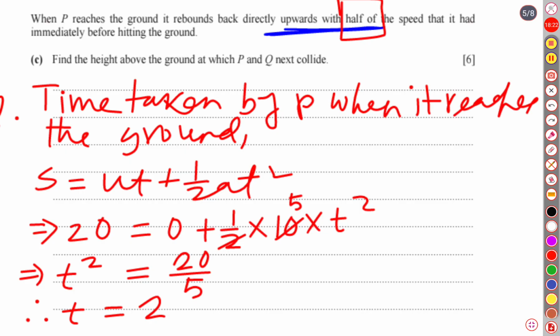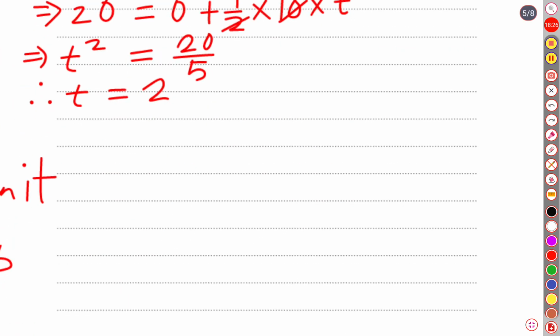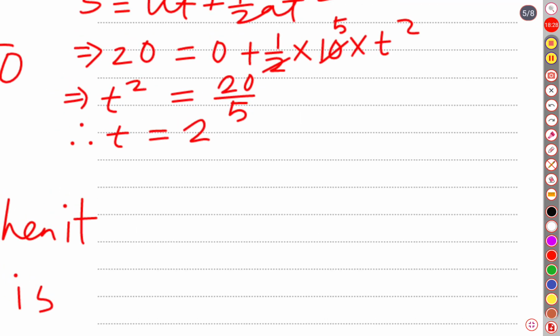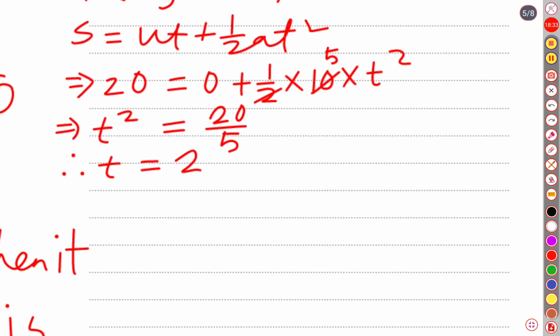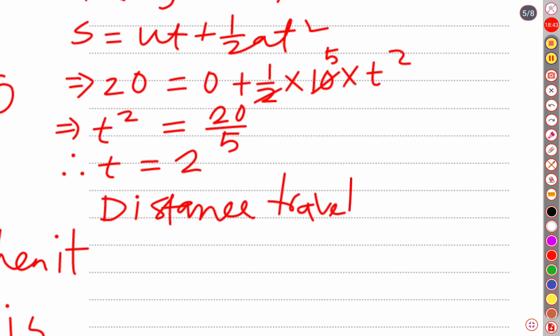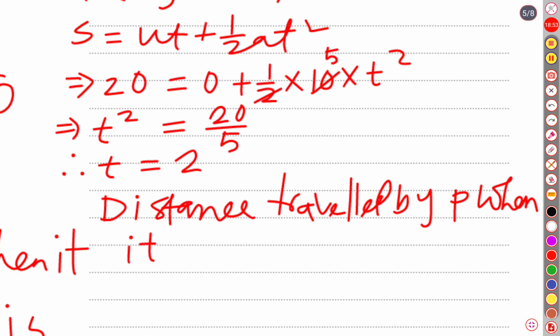Okay, so let it be written. Do I have the space to write just below this? Yes, I have space to write this. So we will write distance traveled by P when it rebounds.